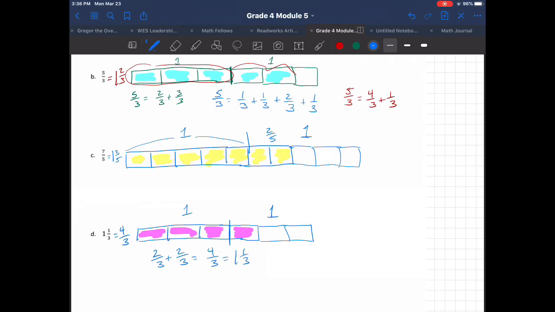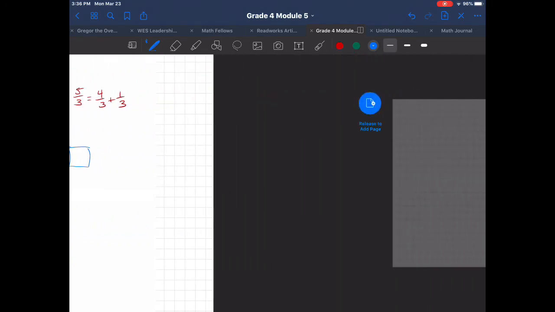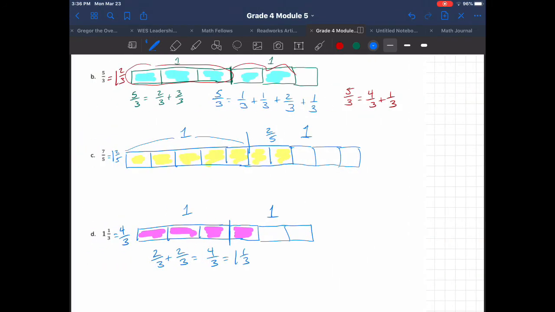I'll let you do the last couple. And is that the end of it? Oh, this was a short one. There you go. That is lesson 2 in the workbook.